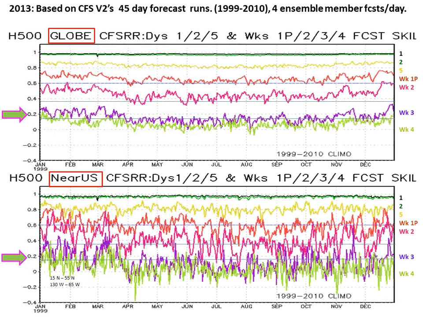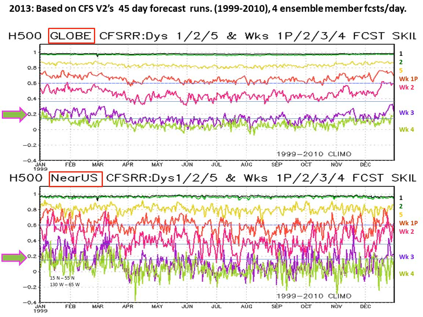So this is from 2013. This is the stuff that I've been working on, from the Climate Forecast System version 2, which runs from 1999 to 2010. We have about 10 or 12 years. And I asked, what is the correlation of the week 3 and week 4 forecast?